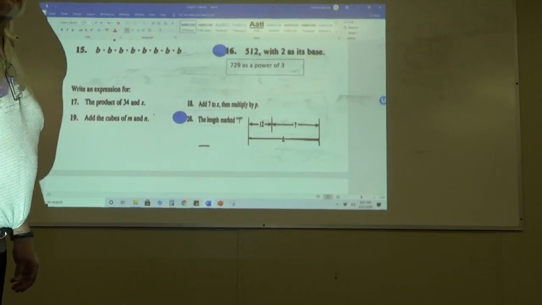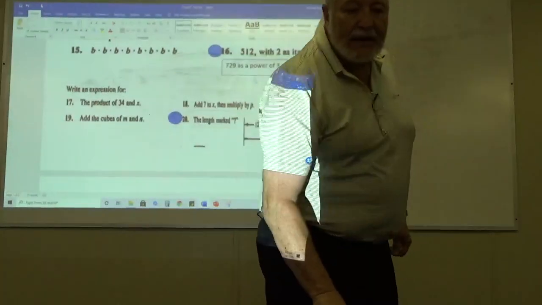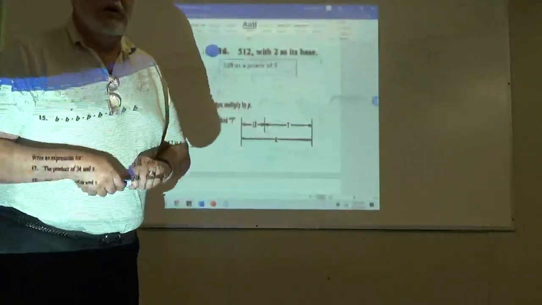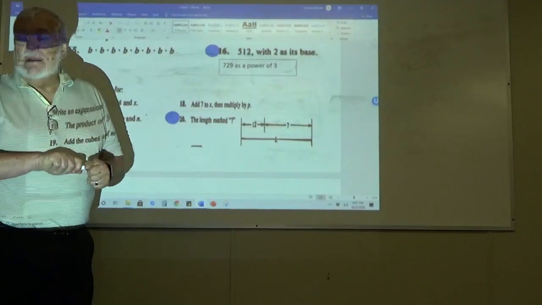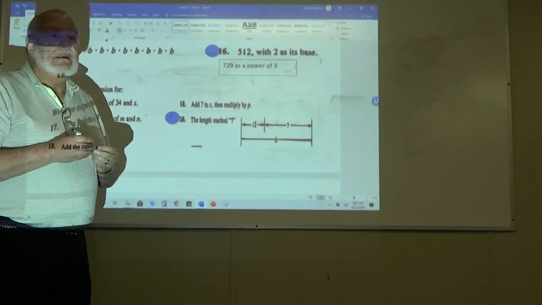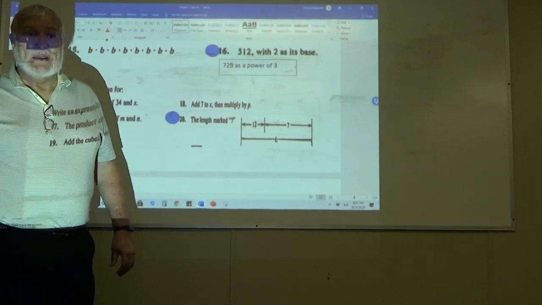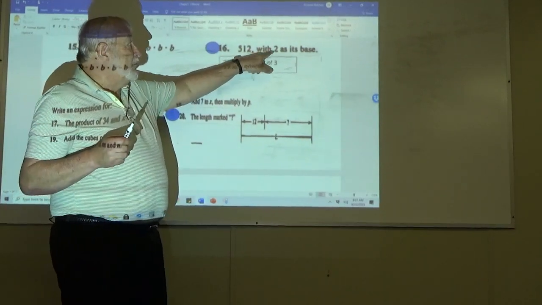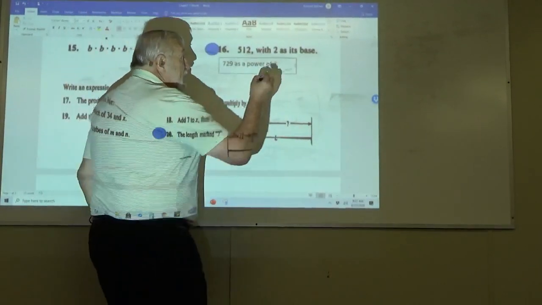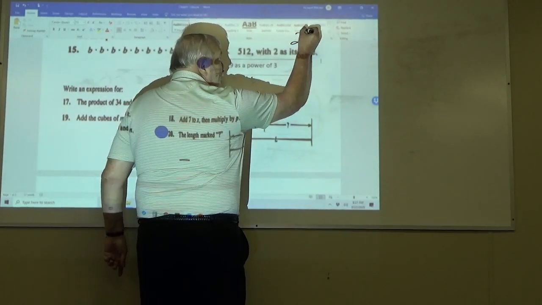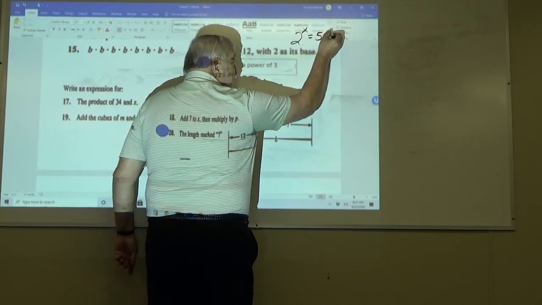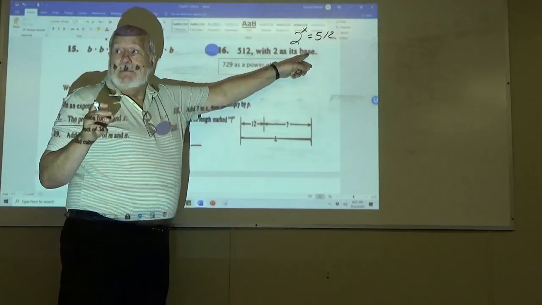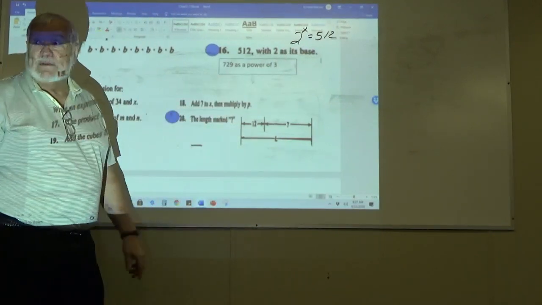We've done the quiz, and I've handed back your test, and I want to go over problem 16 on test 1 because it's something that you're going to see again, and a lot of students did not get the process correct. All right, so I've already talked about 512 with a base of 2. It means 2 to some power equals 512. That's the first thing: this is asking you about base and exponent, which is the vocabulary skill.